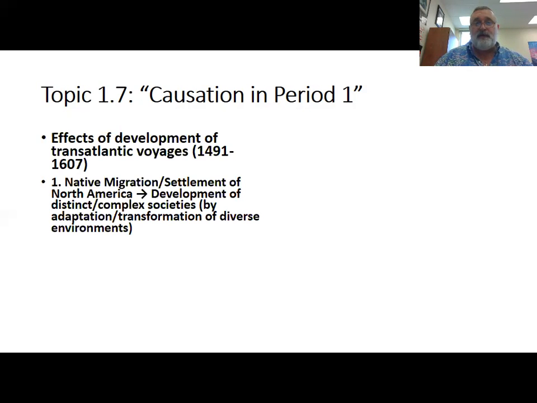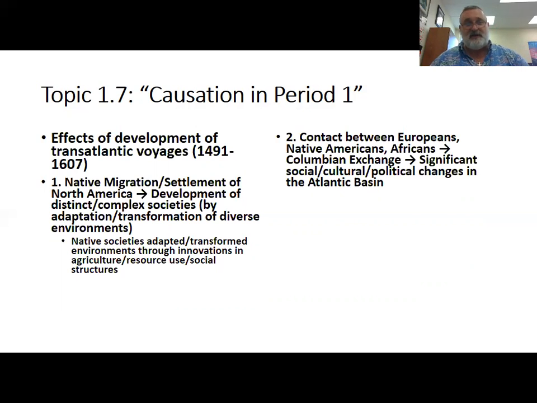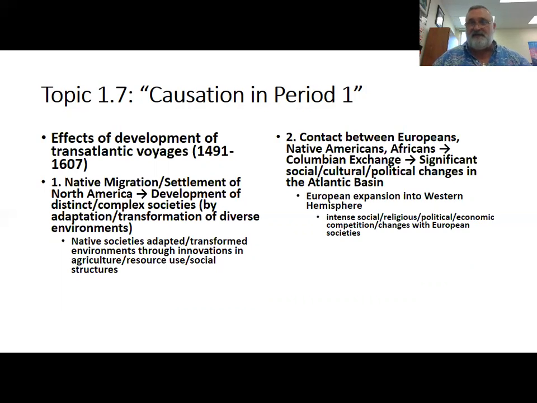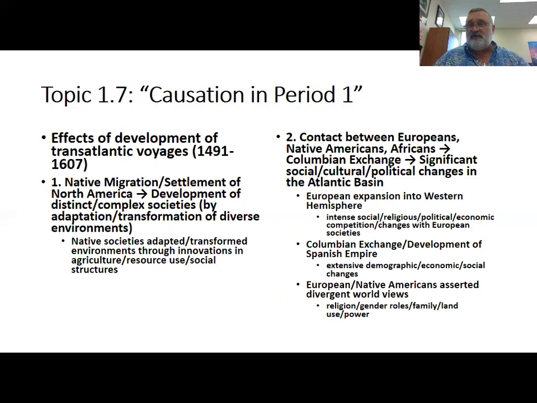Migration, the movement of people from Asia to the Americas, set in motion some things that changed culture and changed society for these peoples. The adaptation that they went through as they went through the Americas and settled in different places caused cultures to change. When different groups of people, Europeans, Native Americans, Africans come together, that set in motion changes like the Columbian Exchange, and then the other things that followed as Europeans began to expand into the Western Hemisphere. So those are things that you need to look at.